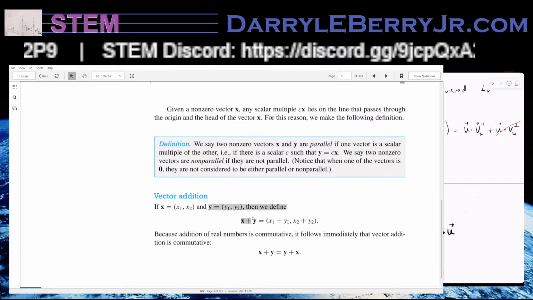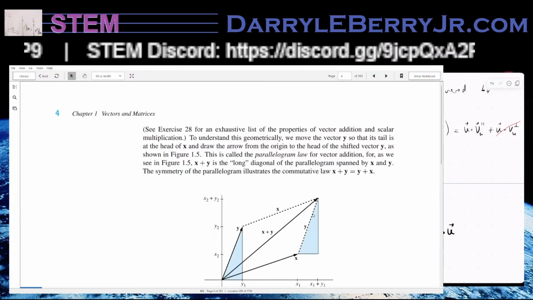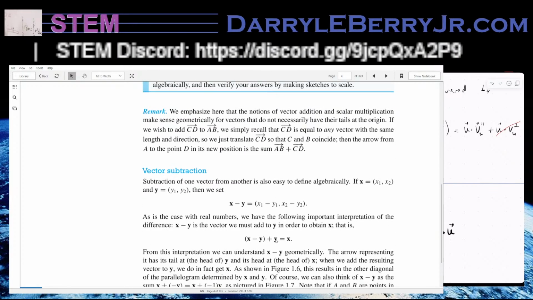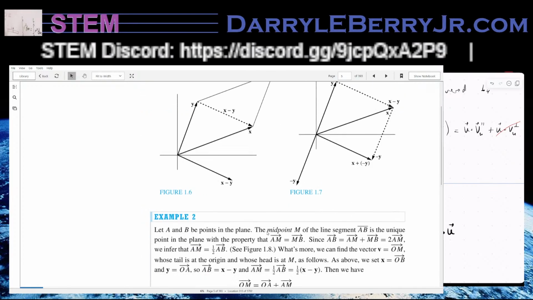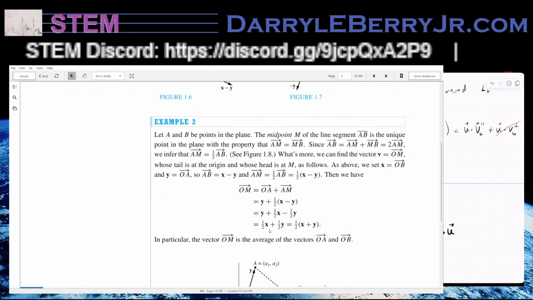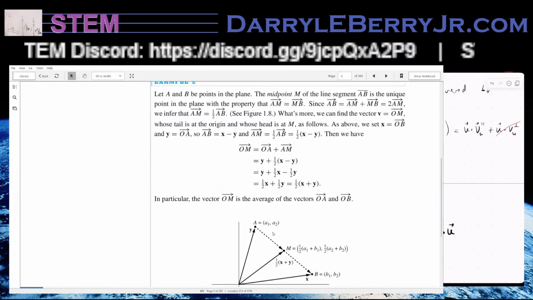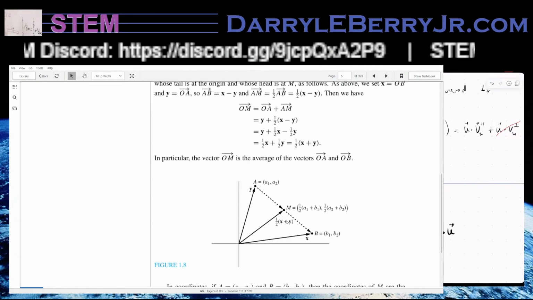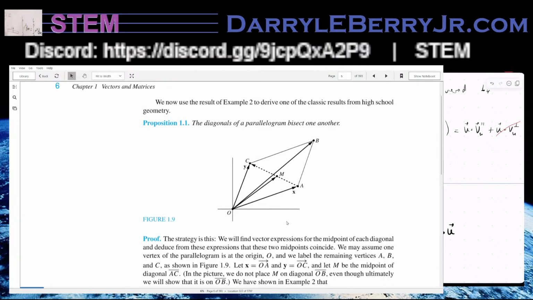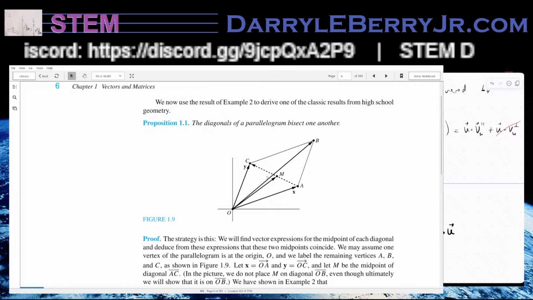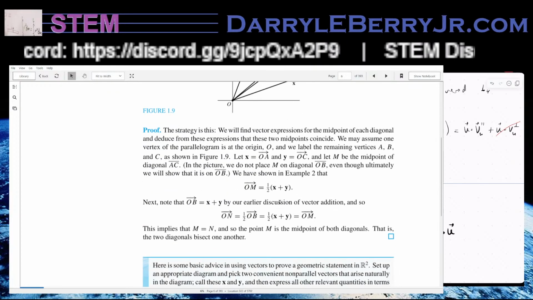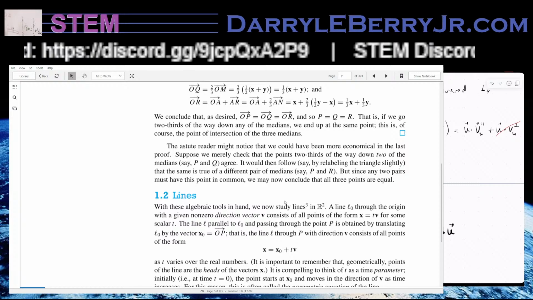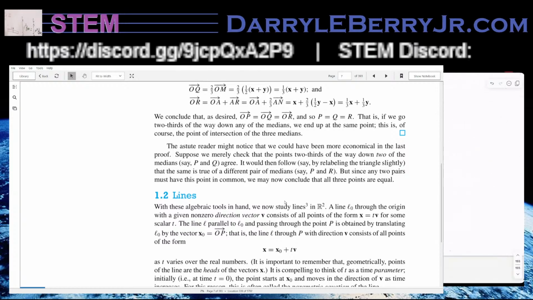Easy enough. Vector addition. I'll skip vector addition for now. Vector subtraction. Now, this is some very proofy stuff. The diagonals of a parallelogram bisect one another. So I did some of these earlier. Let's go to some more regular concepts, or lines.